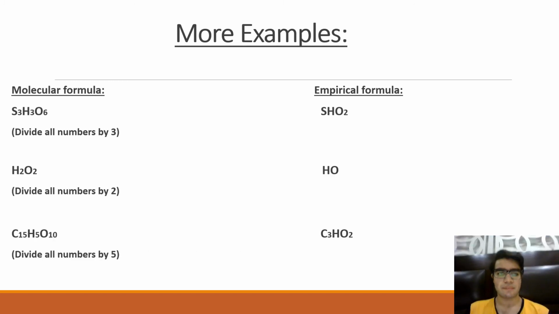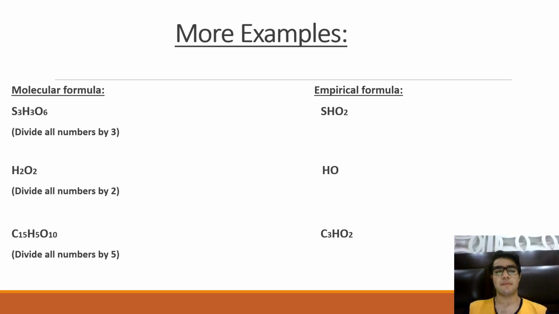In the first example we have the molecular formula F3H3O6. Now what's the highest common factor of 3, 3 and 6? It's basically 3. So you divide 3 by 3, which is 1. You divide the second 3 by 3, which is 1. You divide 6 by 3, which is 2. So the empirical formula becomes FHO2, because you divided all these three numbers by 3.